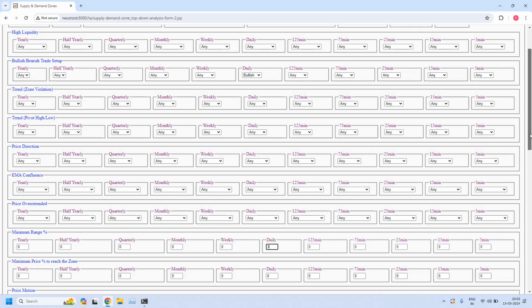Apart from that, the minimum price percent to reach the zone. This indicates how much close the current price is from our demand zone. So within 1% close to the demand zone, I want to select. I will generate 3 different reports. 1% close to the demand zone, 2% close to the demand zone, and 3% close to the demand zone. That way we will generate. So in this parameter, maximum price percent to reach the zone, in daily time frame, I am selecting 1%. That means 1% close to the daily demand zone. Only those stocks should be listed.